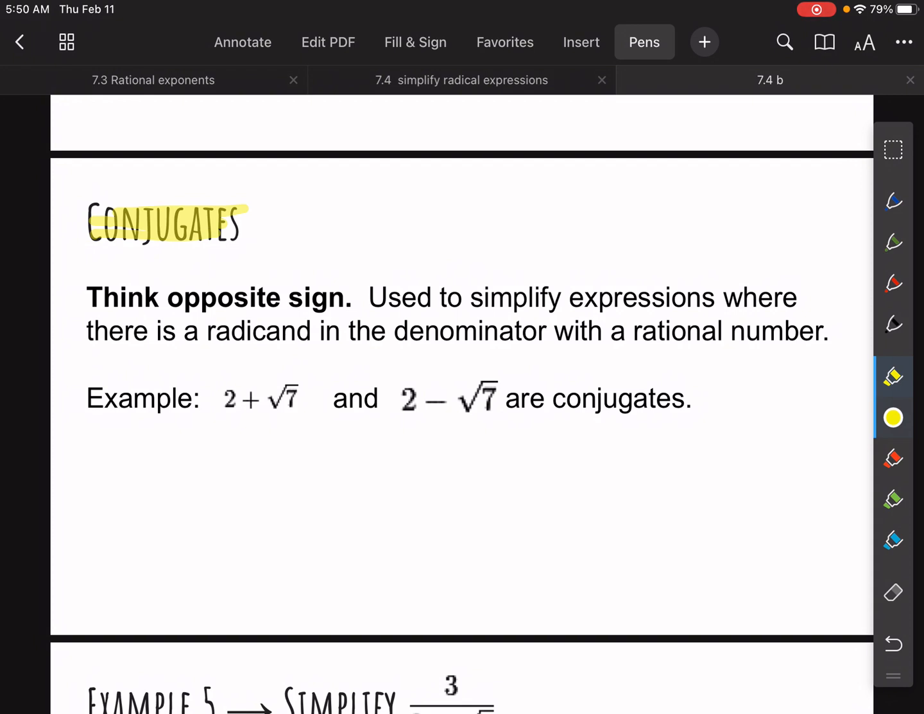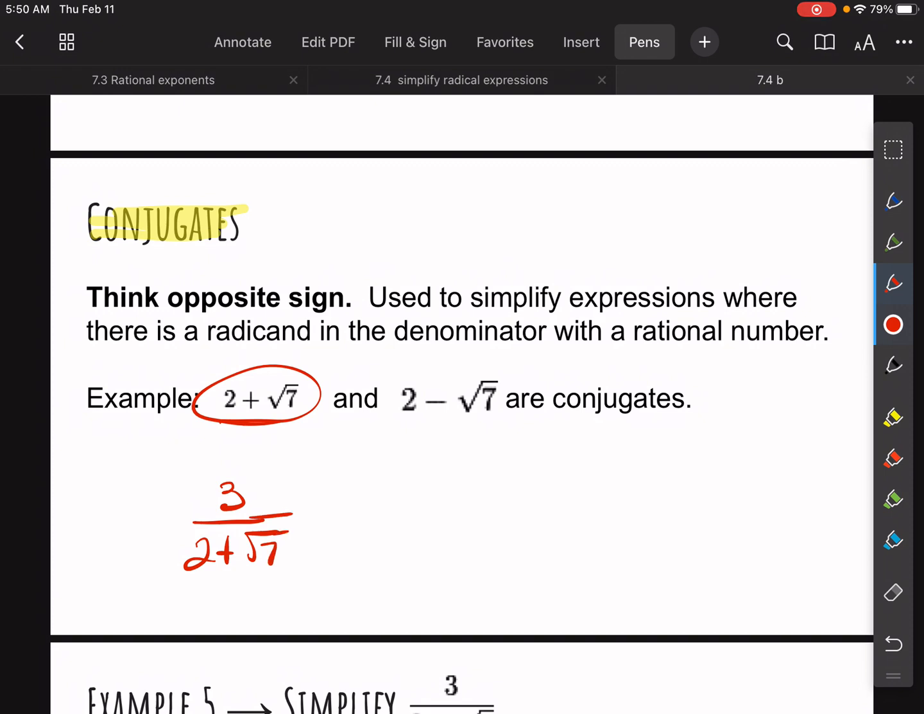So check this out, you guys. It says, if you hear the word conjugate, think opposite sign. It's used to simplify expressions where there's a radicand in the denominator with a rational number. So look, let's just say you have something like 3 over, what they tell you here, 2 plus the square root of 7.